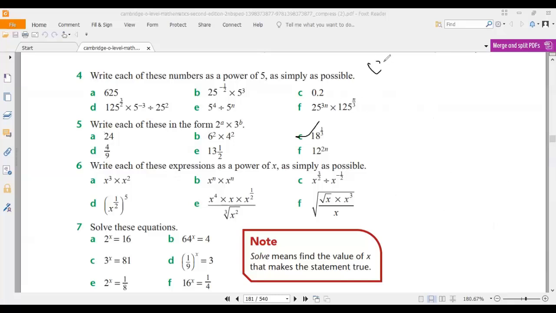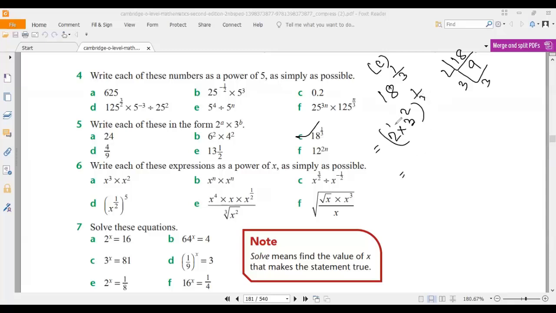Now question number C. Question number C says 18 to the power 1 by 3. So 18 can be written in that way by using the prime factorization method. 18 divided by 2 is 9, 9 by 3 is 3. So instead of 18, we can write (2 multiplied by 3 square) to the power 1 by 3.